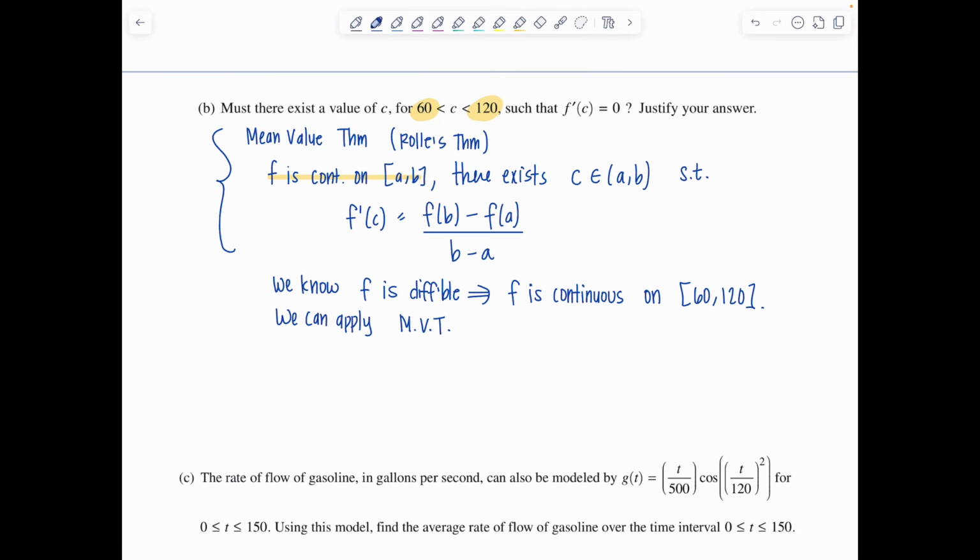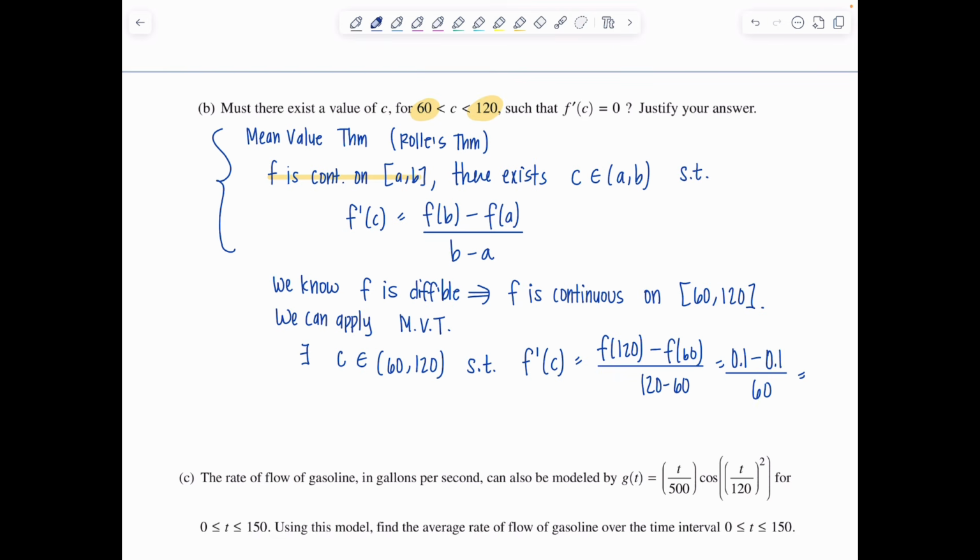which tells me that there exists. Do you know the cool slick math abbreviation for there exists? It looks like a backwards E. There exists some number C that's an element of the interval from 60 to 120 such that f prime of C equals f of 120 minus f of 60 over 120 minus 60. And that's going to be 0.1 minus 0.1 over 60, which is 0.